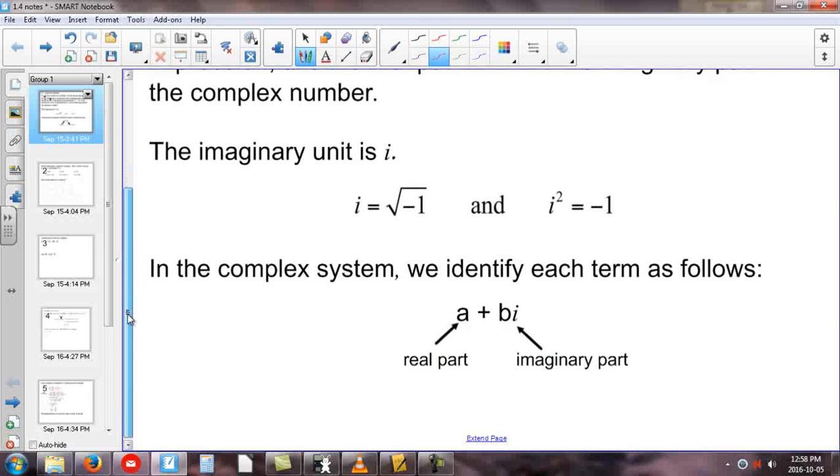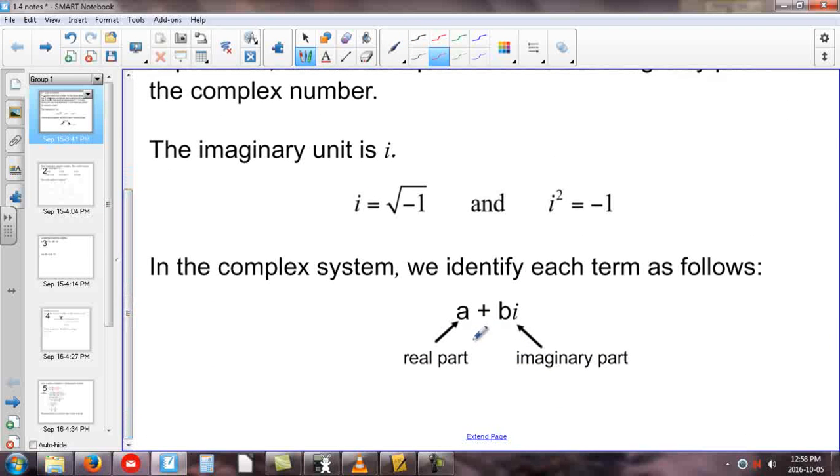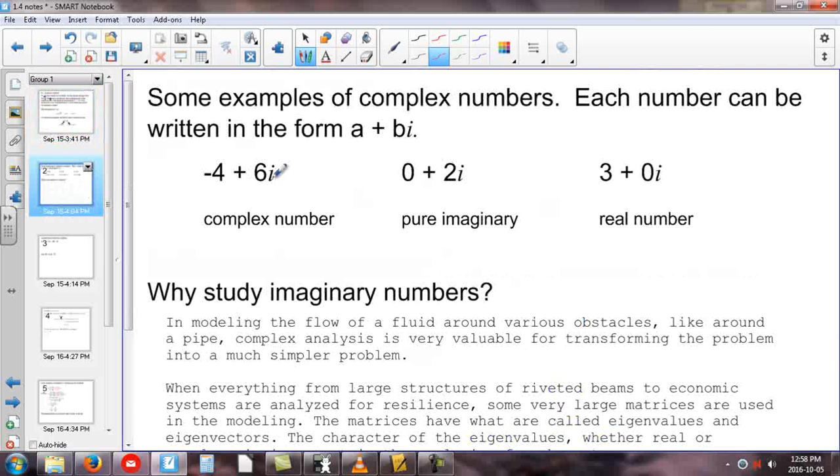All right, we come down here, complex system. We're going to talk about the real piece and the imaginary piece. And in standard form, we're going to have them separated like this, okay? And just to break down a little further, we have what's called a complex number. Now, complex numbers include real and imaginary. They kind of have to have both.